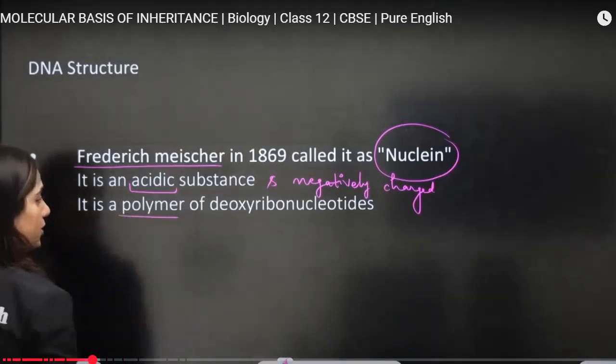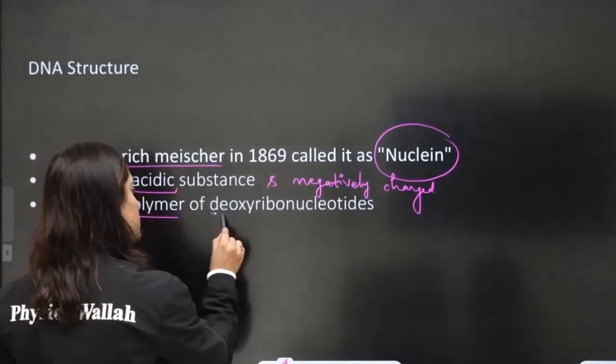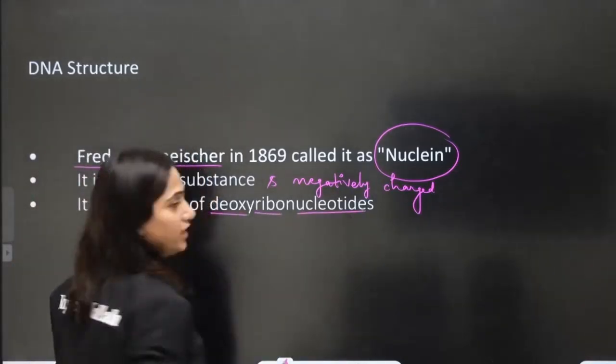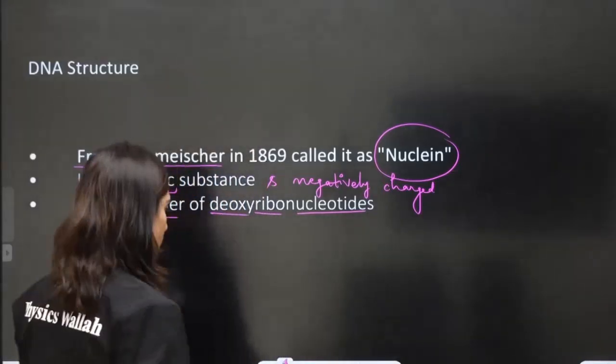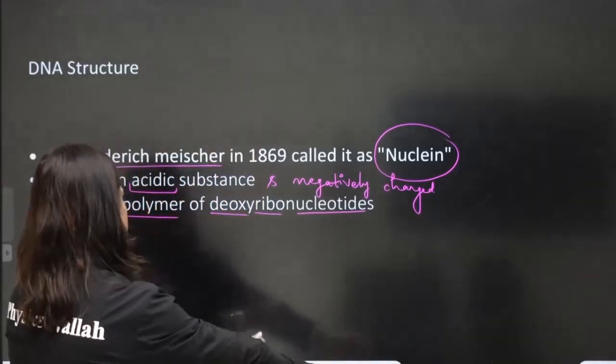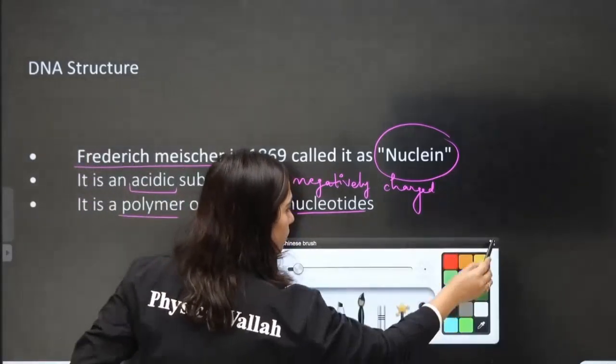DNA is a polymer, a polymer of repeating units, that is deoxyribonucleotides. And what are they? Let's discuss.